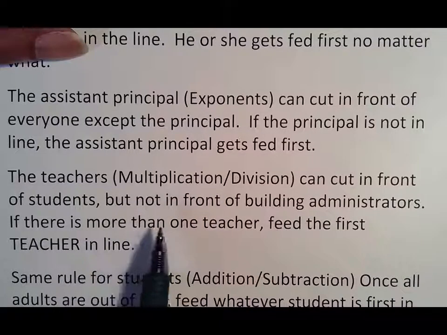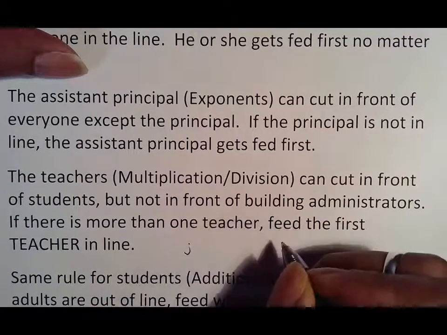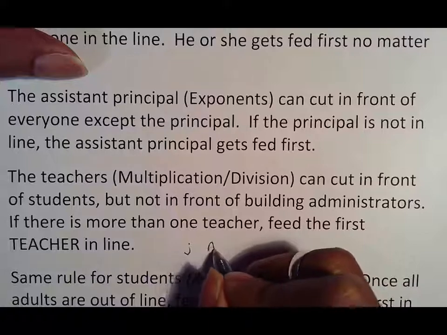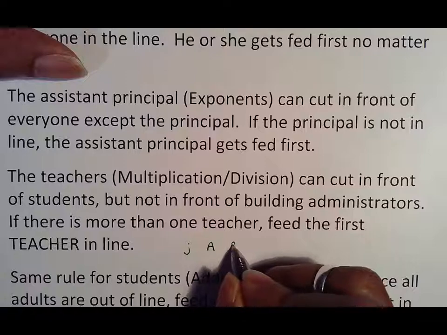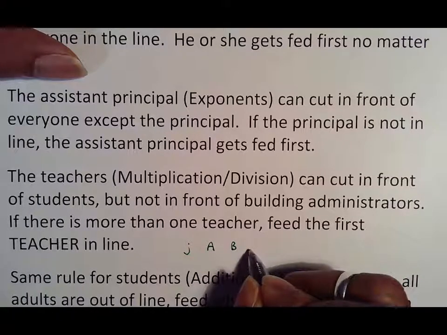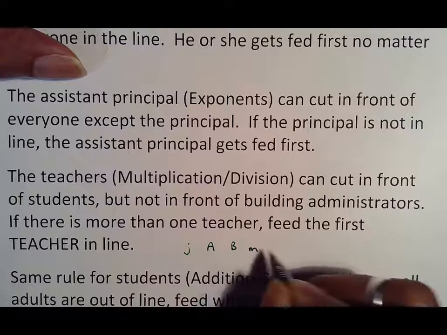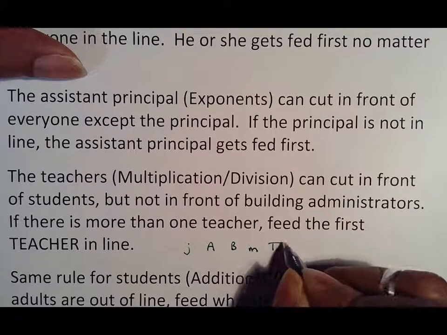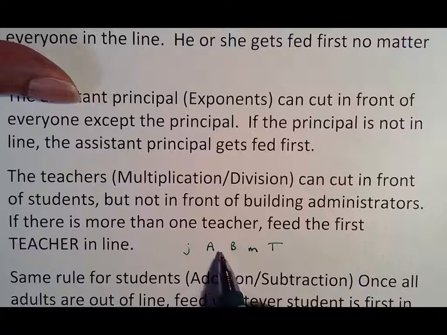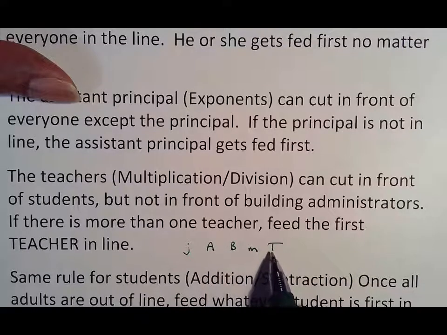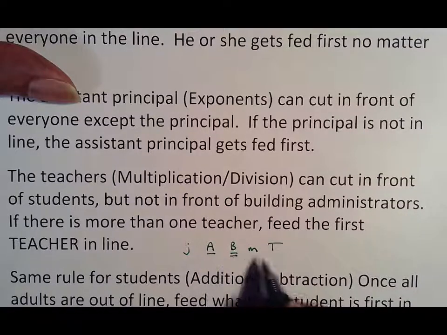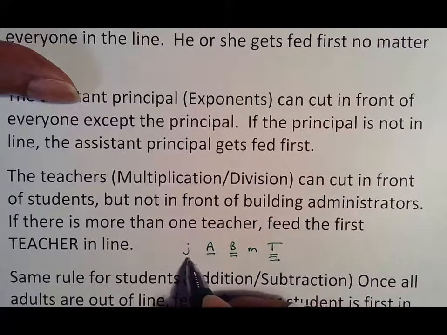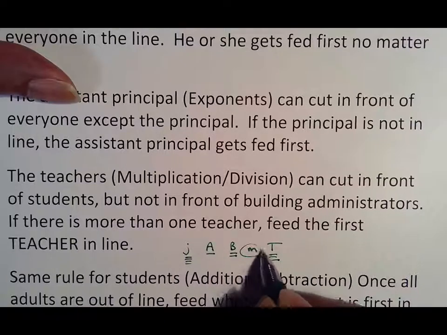Remember, if there's more than one teacher, feed the first teacher in line. So if it is Joe, which is lowercase because it's a student, Anderson is a teacher, that's why I capitalized it, Bates, I don't know, Michael, and Thompson. So again, student, teacher, teacher, student, teacher. The first teacher to get fed would be the first teacher in line, then the second teacher in line, then the third teacher in line, and then you feed your students accordingly.